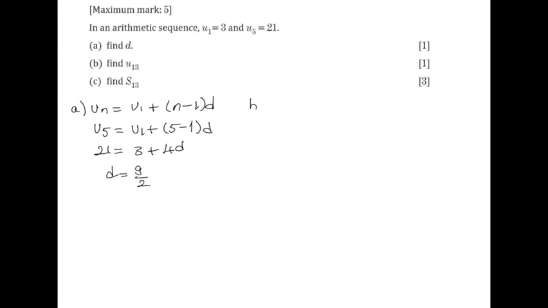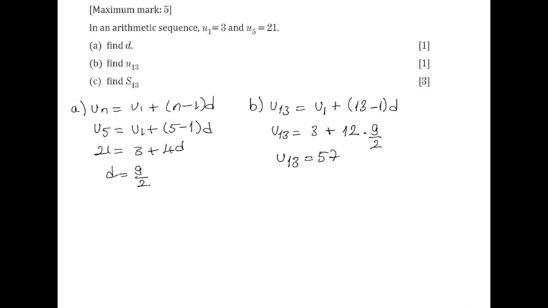In part B, we can use the same formula. u13 equals u1 plus (13 minus 1) times d. u13 equals 3 plus 12 times d, which is 9 over 2. So u13 equals 57.